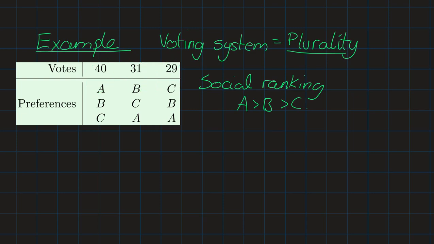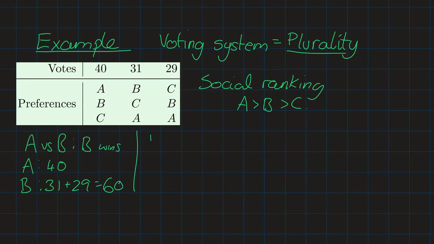But let's see if there's a Condorcet loser. If we consider the head-to-head A versus B, A is going to get just 40, and B is going to get 31 plus 29, which is 60. So B wins. If we consider B versus C, B is going to get 40 plus 31, which is 71, and C is just going to get 29.